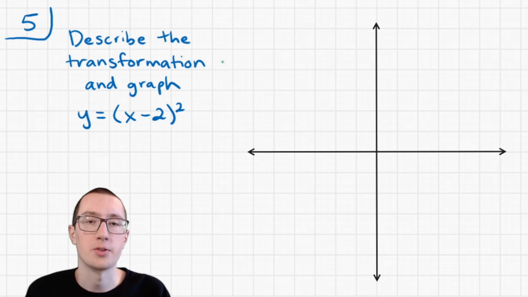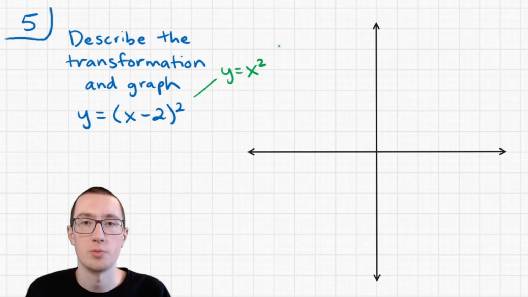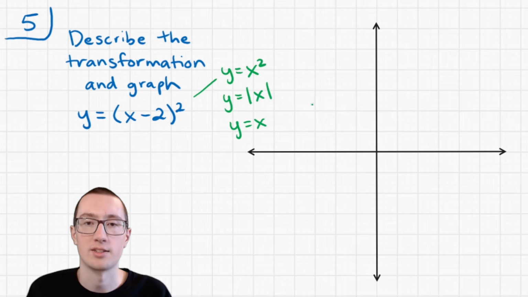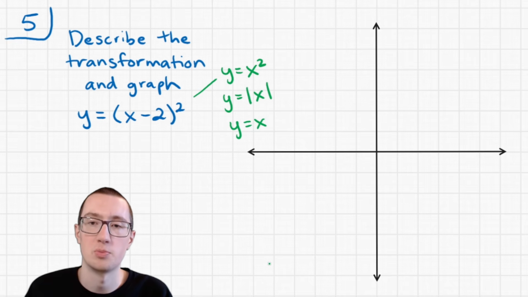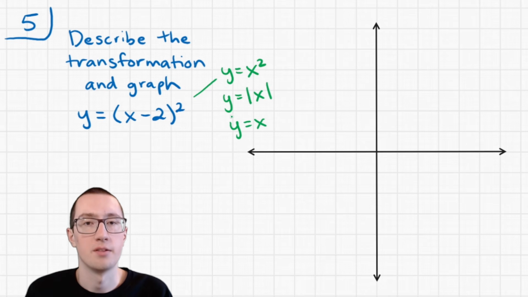So the three types of parent graphs are y equals x squared, which is going to be a bowl shape like a parabola, right? We have y equals the absolute value of x, which is pretty similar, except it's a V shape. And then we just have our classic y equals x, which is just a straight line with a slope of 1, because the number in front is 1, even though you can't see it. So that would just be a diagonal line going like this. So which one of these is it?